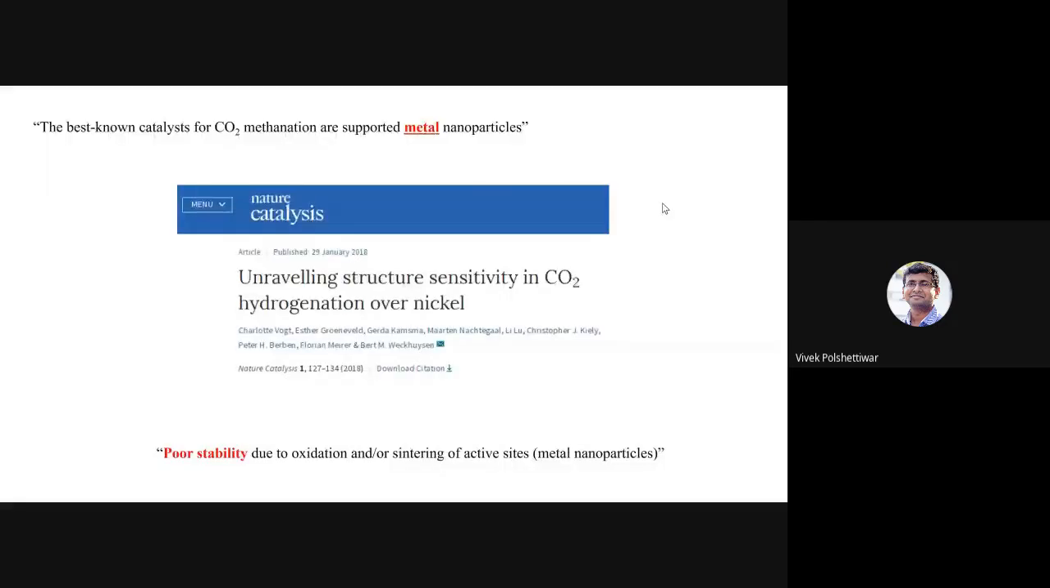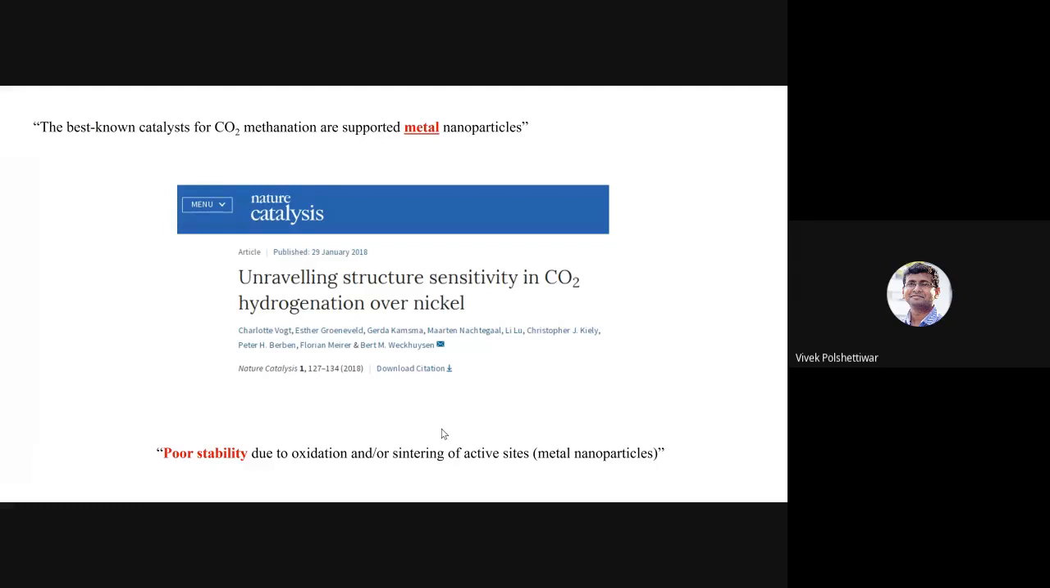Now the example in the literature says that you take some metal nanoparticles, put them on the silica, and that will nicely convert CO2 to methane. CO2 hydrogenation: CO2 plus hydrogen gives me methane. Methane is CNG, a green fuel. But the problem with these metal nanoparticles, in this case nickel, is they have poor stability because they oxidize easily, and since they are very small, they also undergo sintering, and the catalytic activity decreases very dramatically.